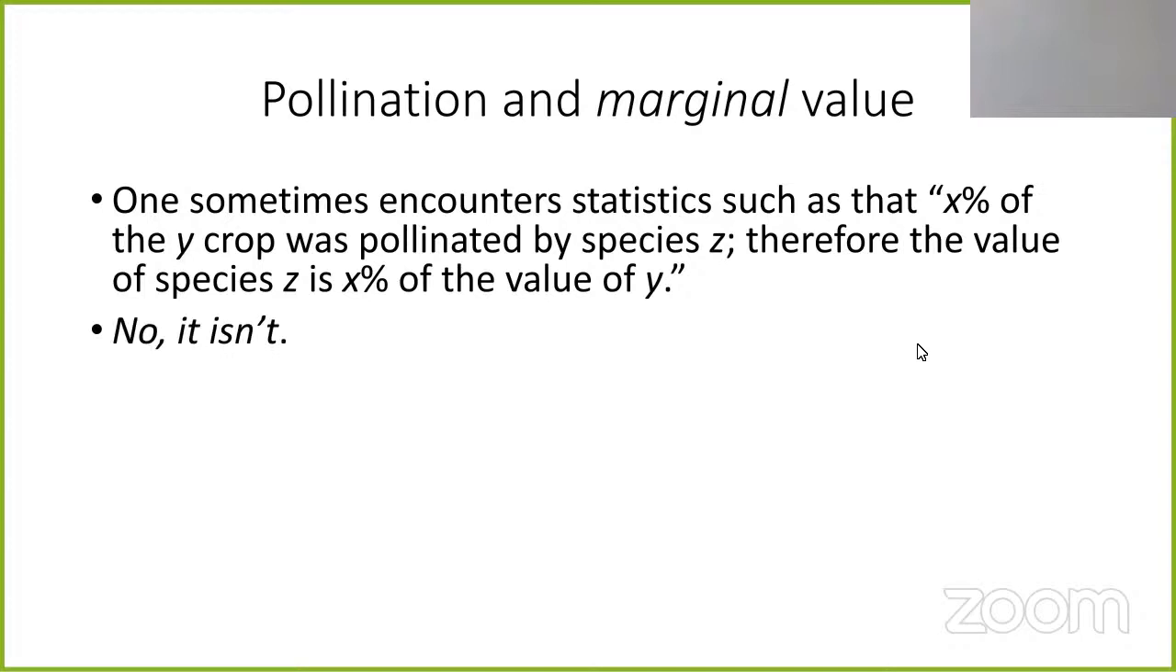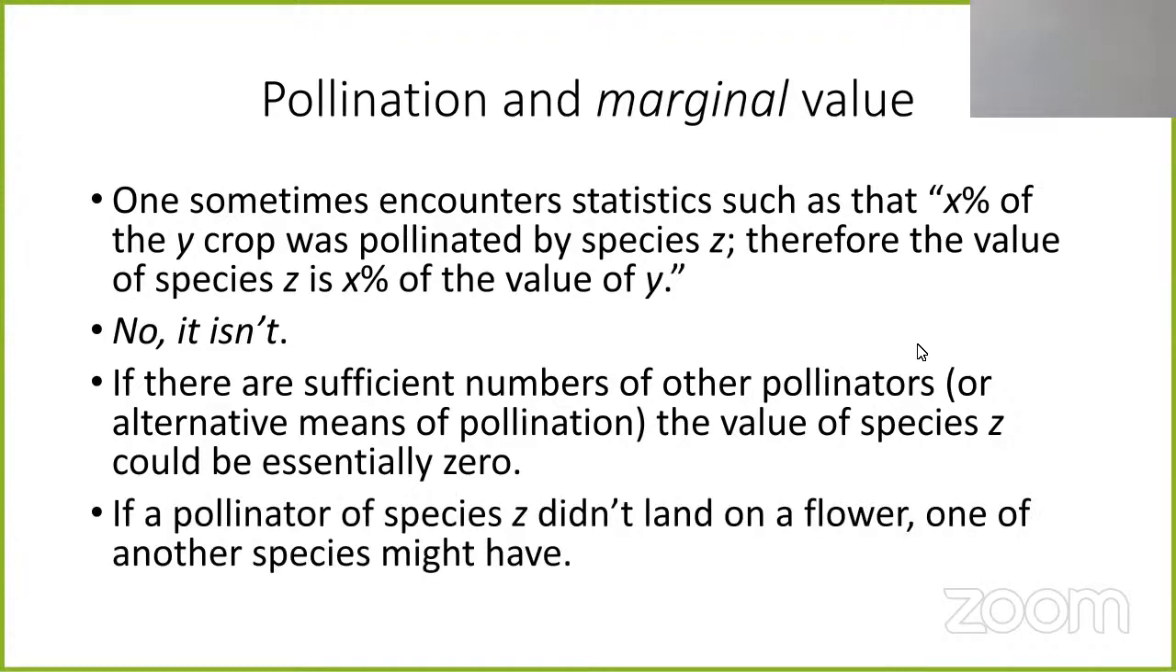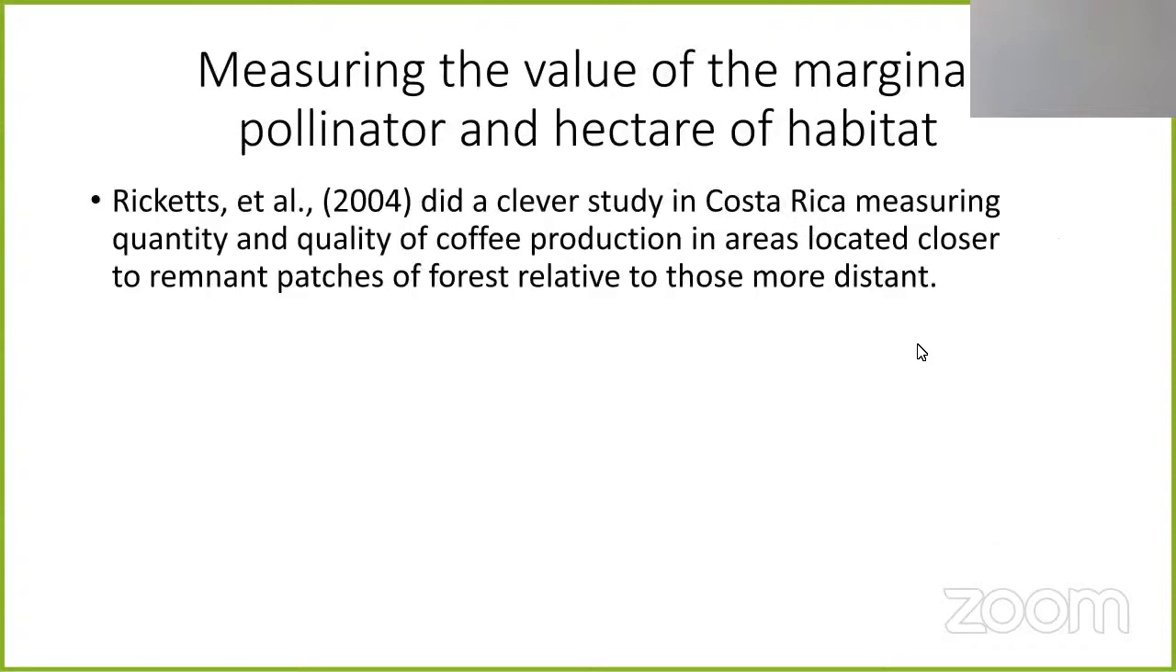If pollinators are abundant, the fact that a certain fraction of a crop was pollinated by a certain species may be irrelevant if there are adequate numbers of the other species that can perform the service as well. So we want to think clearly about how we infer marginal value of pollination. Just to underscore the point, if there are a lot of pollinators of two species and one of those species disappears and the other species could come in, then as an economic proposition, it's not all that important. Okay, now let's talk about a couple of ways of estimating the value of pollination.